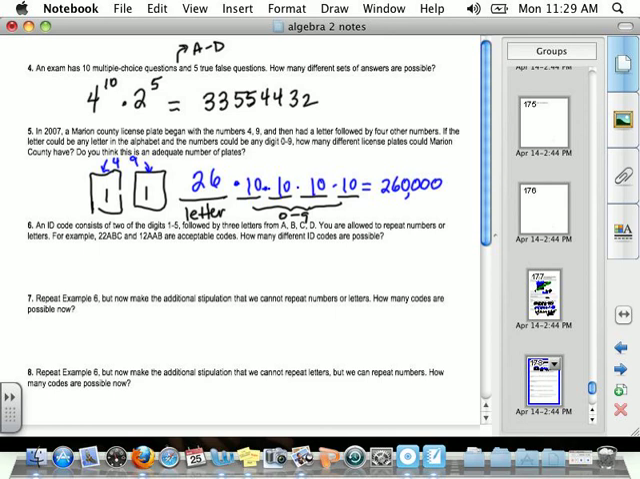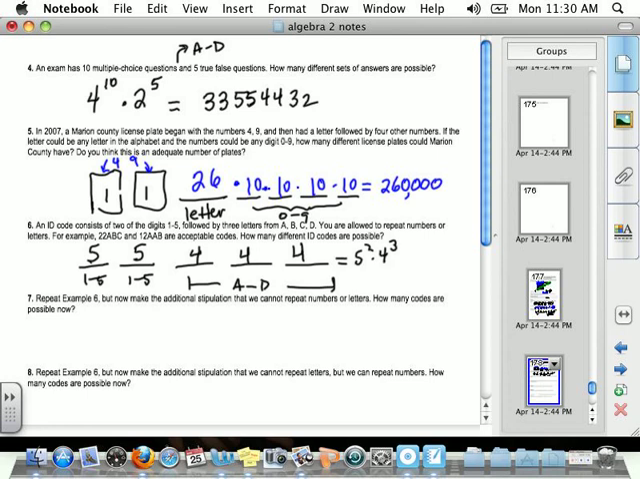So I start out with 2 digits, 1 through 5. And then I have 3 letters, A through D. And I'm allowed to repeat. Close, not 4. What number goes in the first one? 5, because 1 through 5 would be 1, 2, 3, 4, 5. Okay, then 4, 4, 4. So it's 5 squared times 4 to the third.